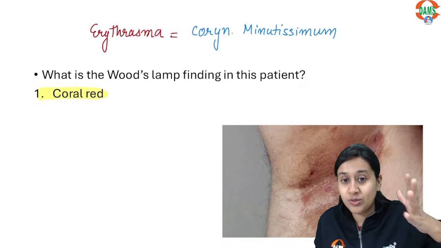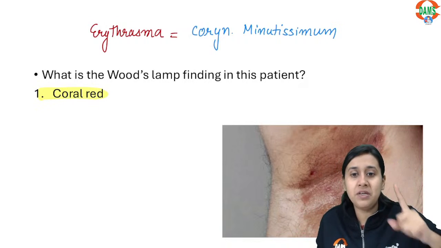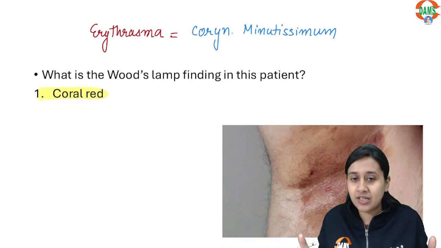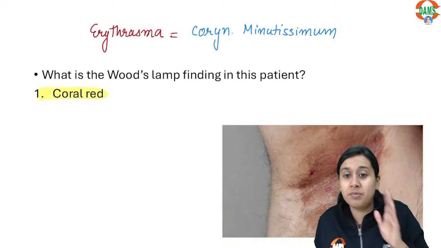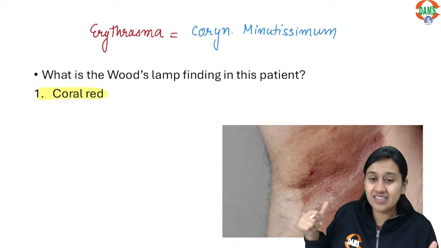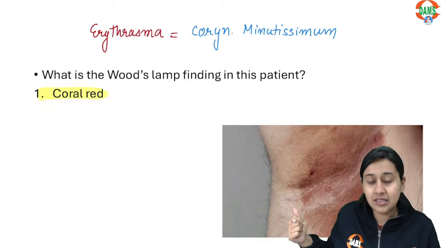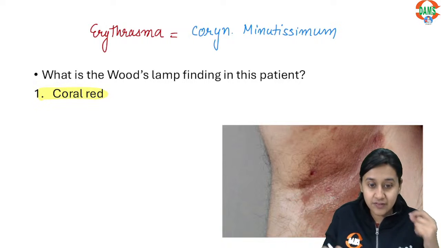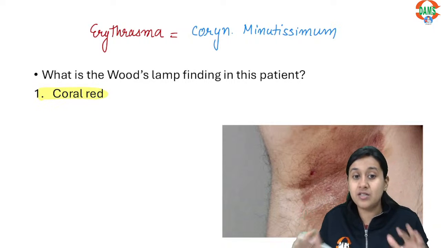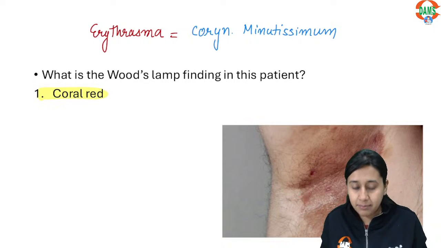So now I think my students have understood the importance of PYQs. Whatever exam you are giving, try to do the recent at least 3 to 4 years of PYQs of all the other exams. This is a direct question from the recent INICET. Also, we had this question in NEET PG. So the answer of this question is coral red or coral pink appearance, which is the Wood's lamp finding.